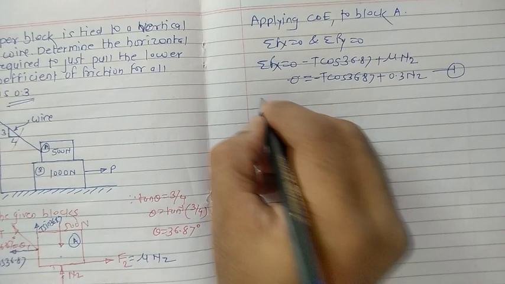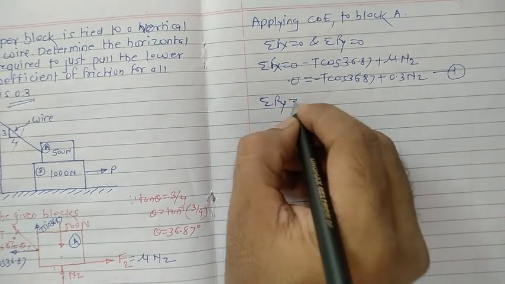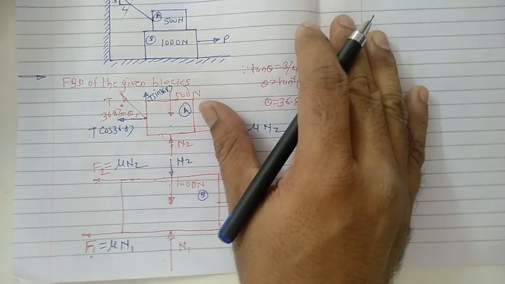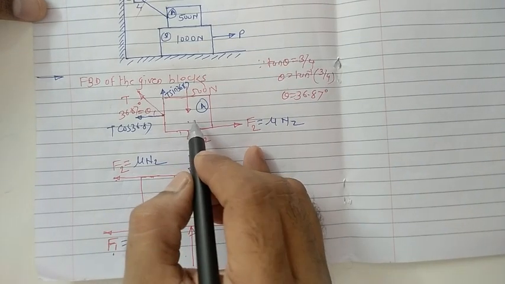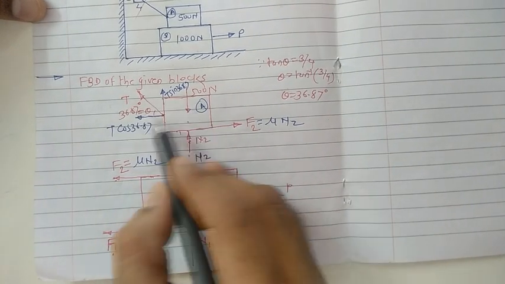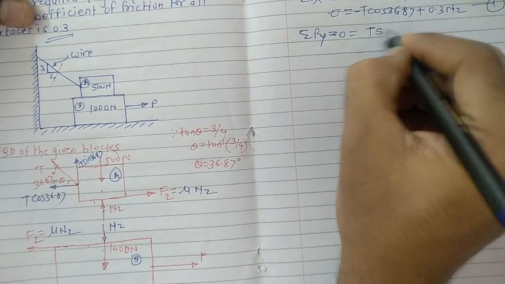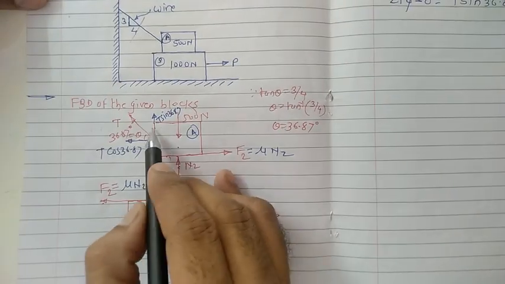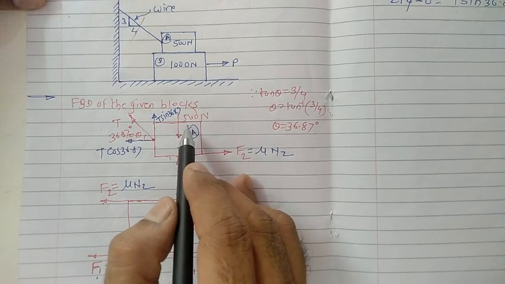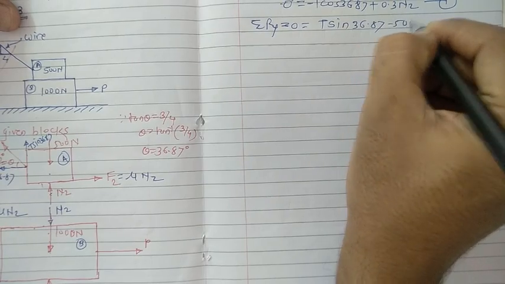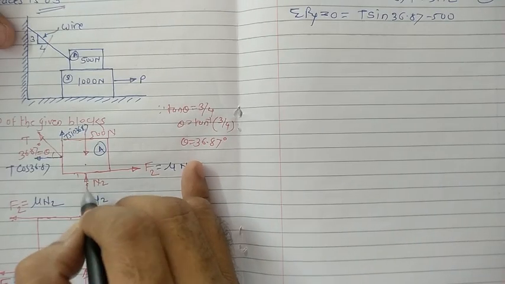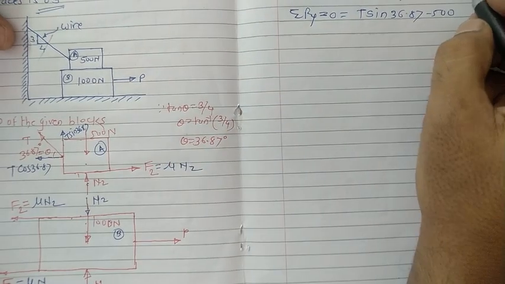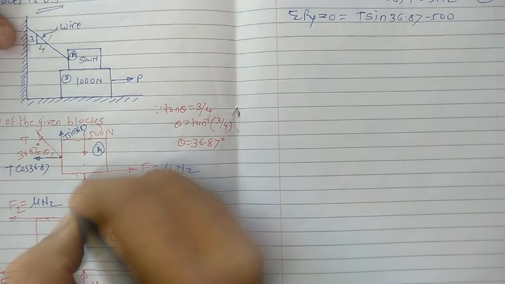Now move towards the next one, summation of Fy equals 0. Focus on the vertical forces with respect to block A only. Here the vertical force is T sin 36.87 vertically in the upward direction, so consider this force as positive. This 500 Newton force is vertically in the downward direction, so give the minus sign for this one. The next one is N2 vertically in the upward direction.